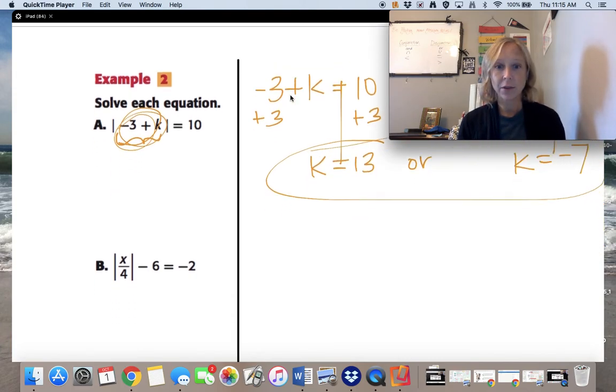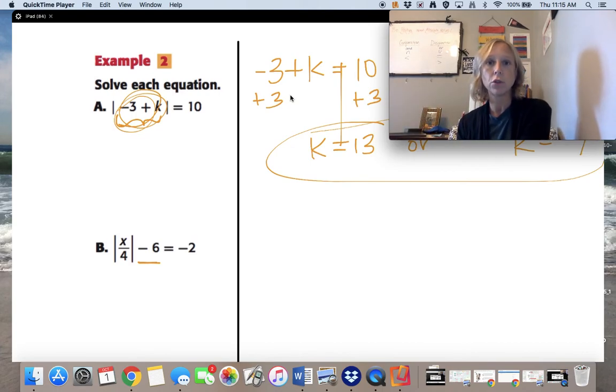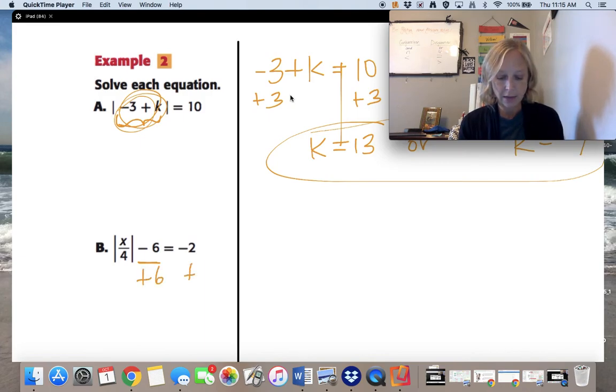Okay, let's try the next one. What's different about this one is I have this minus 6 over here next to the absolute value symbol. That's not allowed right now because what I want to do is isolate my absolute value so I know whatever it's equal to is a distance from 0. So what I need to do before I rewrite this as a disjunction is add 6 to both sides in order to isolate my absolute value. Negative 2 plus 6 is 4. Now I have an absolute value that is isolated. It is the only thing on the left-hand side.